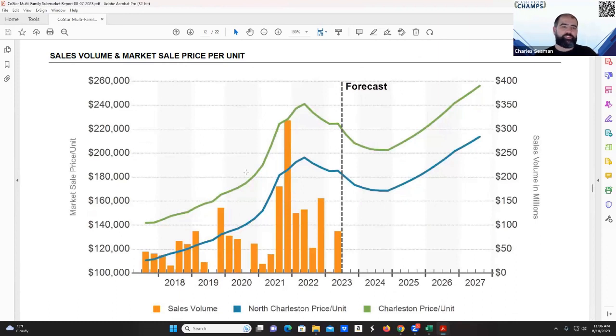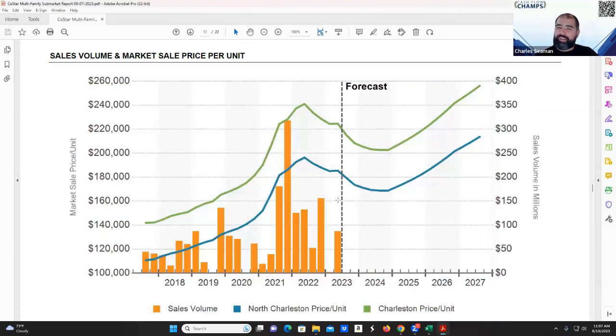So what you can see here is some sales data that they provide in the report, and they're showing the blue line, which is North Charleston, the submarket that this report is for, and then the Charleston market, which is the MSA, so that's in green. So what they're showing us here is that the submarket has a lower price per unit on average than the MSA, and that's going to be data you want to use. So if we're looking at a property right now and you're buying a property substantially above where this number is, you may want to think twice.